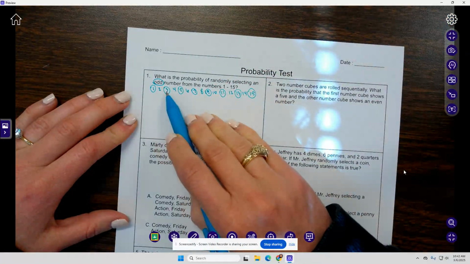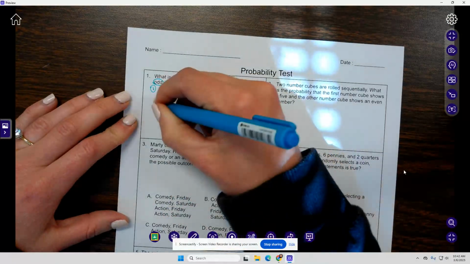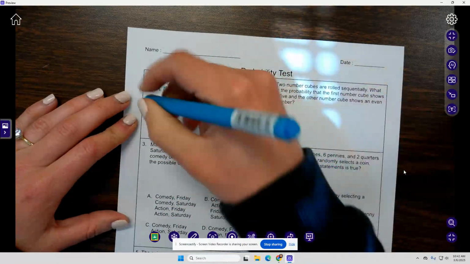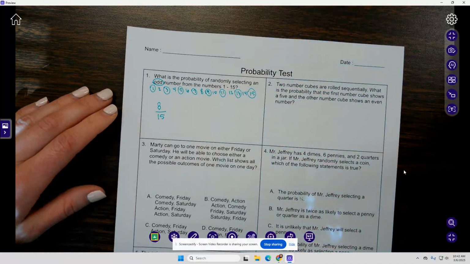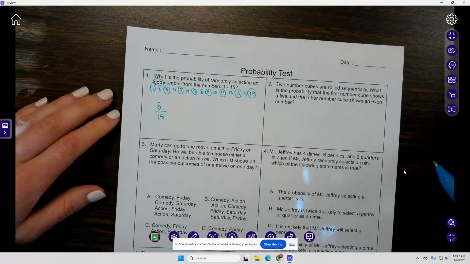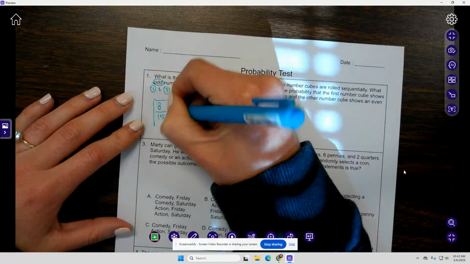So that's 1, 2, 3, 4, 5, 6, 7, 8 out of 15. Can that be simplified? 2, 3, 4, 5, 6, 7, 8. No, so that's my answer.